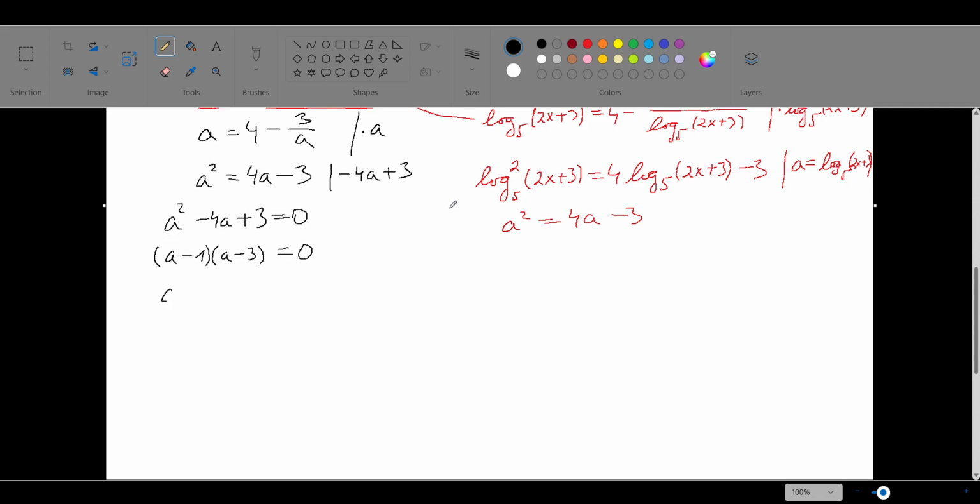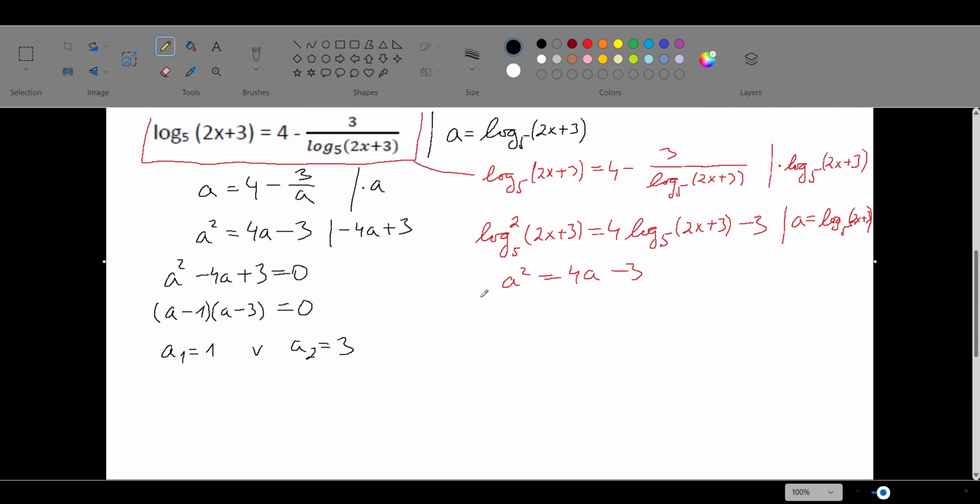And now, as you can see, a1 should be equal to 1 or a2 should be equal to 3. These are the roots or solutions of our quadratic equation here, but as we did before, the same procedures should apply. So we do the resubstitution, which means 1 must be equal to log base 5 of 2x plus 3, or 3 must be equal to log base 5 of 2x plus 3.